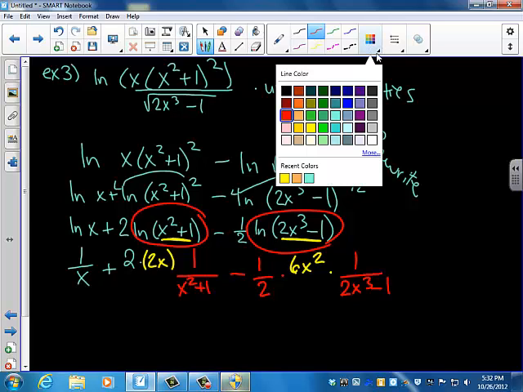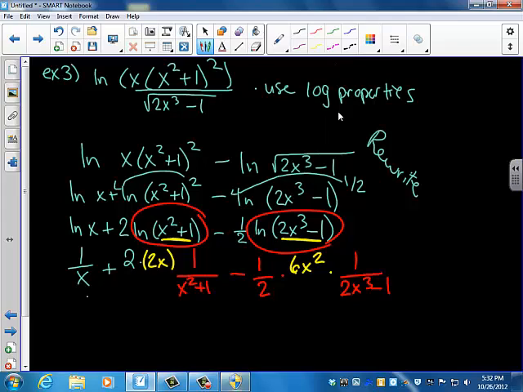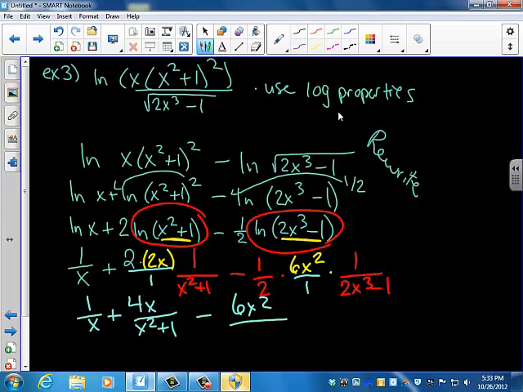I've got 1 over x plus 4x, remember that has a denominator of 1, multiplied by x squared plus 1, minus 6x squared stays on top. Remember that's got a denominator of 1. I'm multiplying everything, numerators and denominators. 6x squared over 2 times 2x cubed minus 1. Alright, let's simplify that fraction real quick and we will be done.